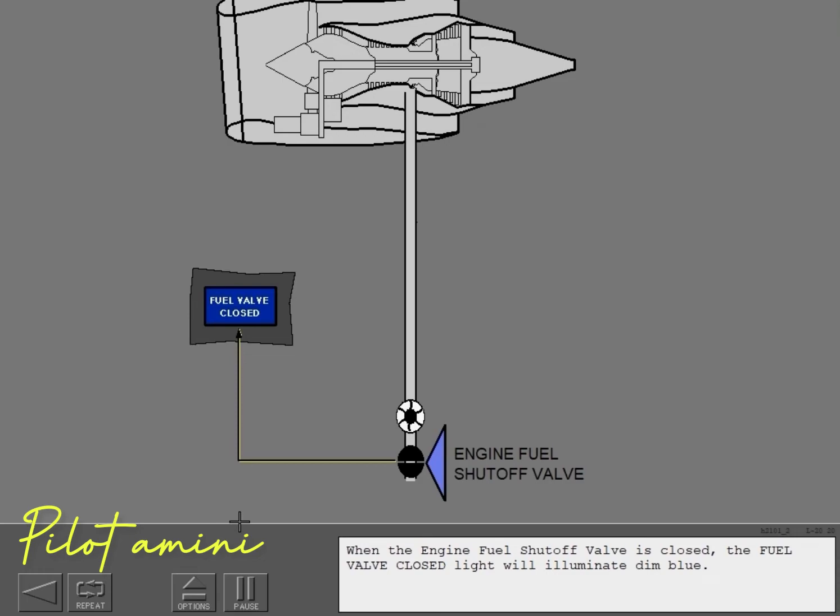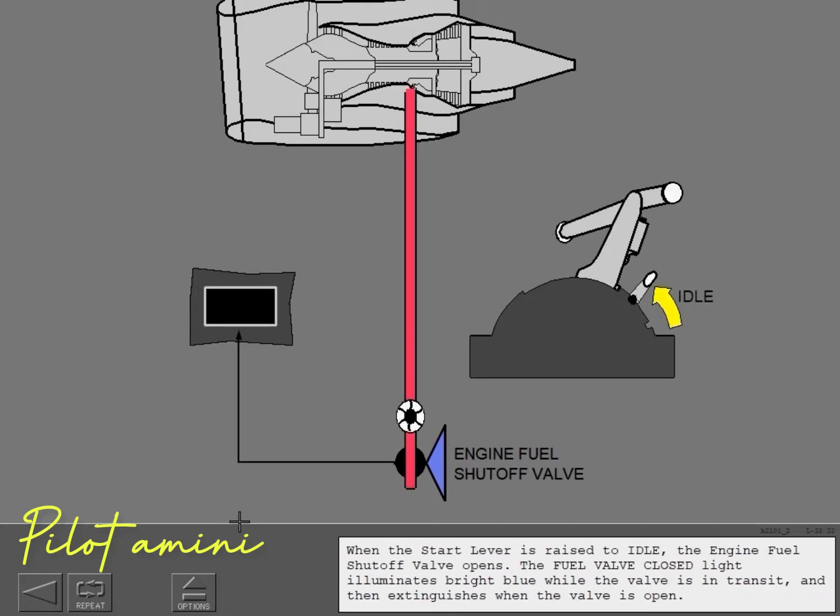When the engine fuel shutoff valve is closed, the fuel valve closed light will illuminate dim blue. When the start lever is raised to idle, the engine fuel shutoff valve opens. The fuel valve closed light illuminates bright blue while the valve is in transit and then extinguishes when the valve is open.